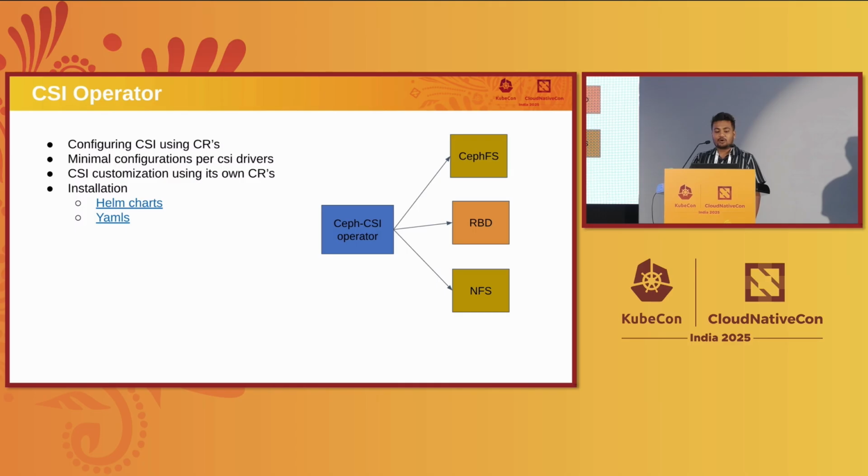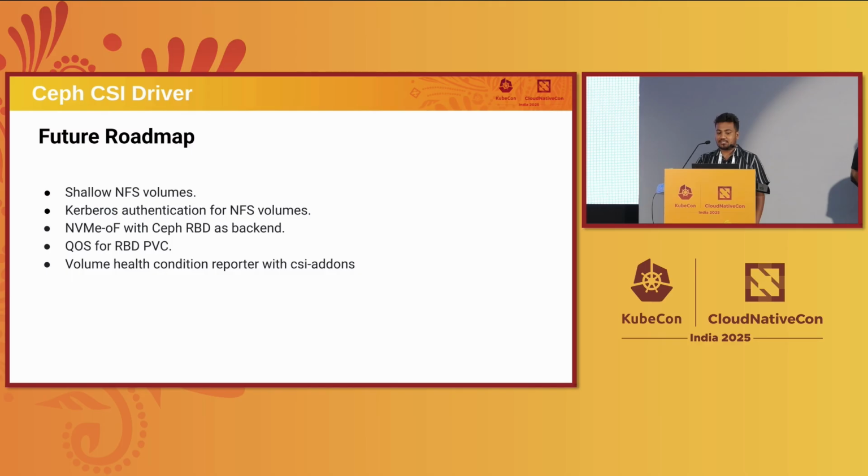Moving ahead, we have Ceph CSI operator. So Ceph CSI operator is a new addition that was recently introduced to manage Ceph CSI CRs more granularly. We already had support for CSI in Rook. We still have support for CSI in Rook, but we don't have the granularity to configure each individual driver to the best possible extent. So through Ceph CSI operator, we are providing a set of CRs for each driver, where you can configure each driver individually with different parameters or different requirements that you have for each driver. One can install Ceph CSI operator through Helm charts or YAMLs. So that's about Ceph CSI operator.